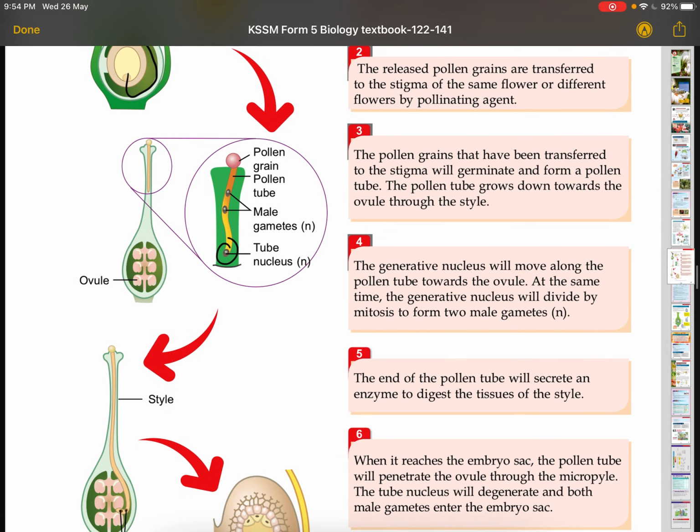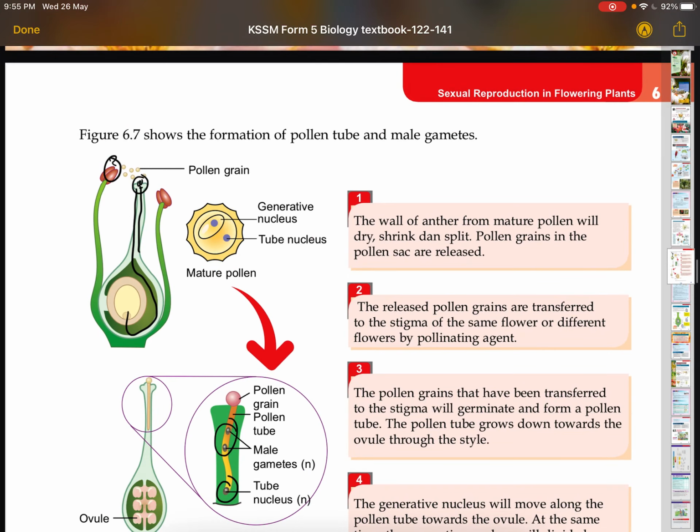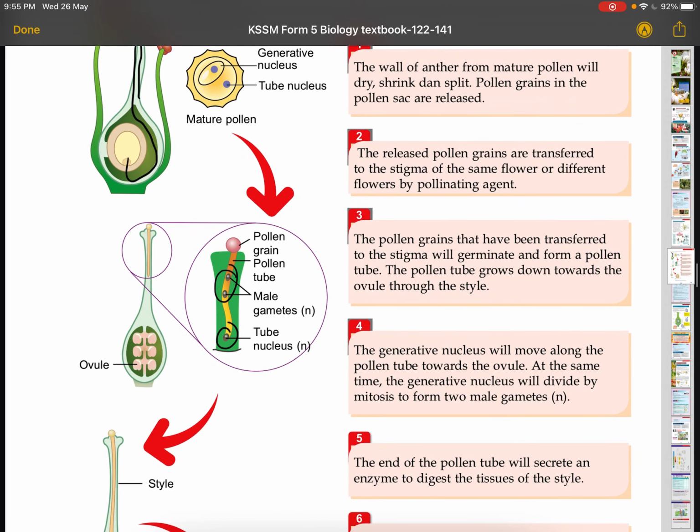For some reason, I'm not so sure which one secretes the enzyme, but an enzyme will be secreted. I think it's through the tube nucleus. It will secrete an enzyme, and the enzyme breaks down the style tissues. So that's why the tube nucleus is digging a hole, because its enzymes are breaking down the style tissues. And then what happens to the generative nucleus here? It's called the generative nucleus, but how does it become male gametes?